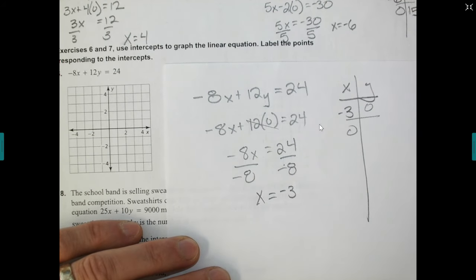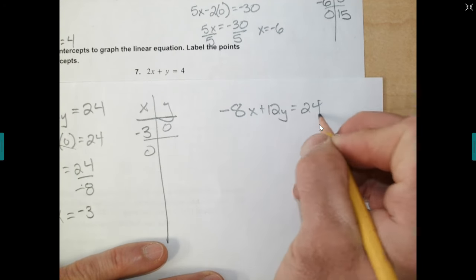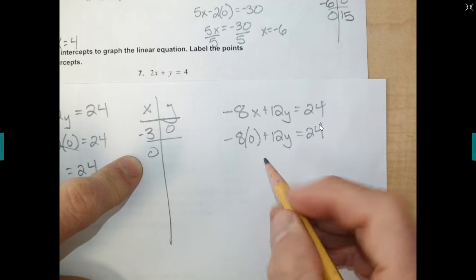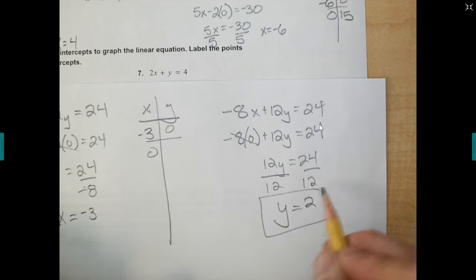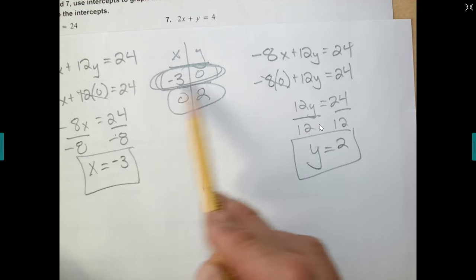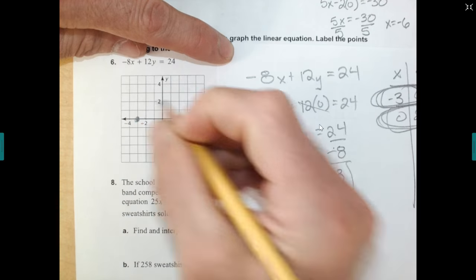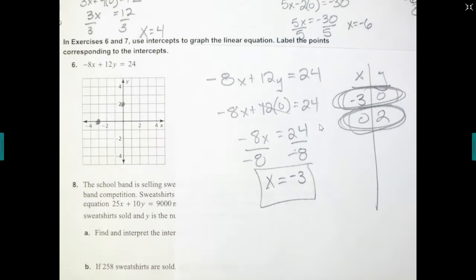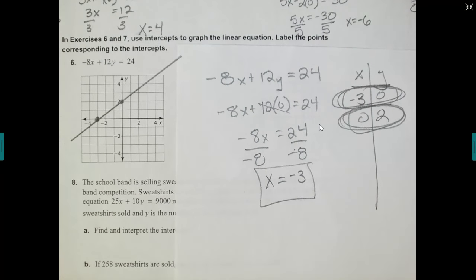So I have negative 3. And then let's do the same for my y value. So I have negative 8x plus 12y equals 24. I'm going to plug in 0 for my x value. Negative 8 times 0 plus 12y equals 24. 12y equals 24. Divide by 12. y equals 2. So what does that tell me? That tells me that my x-intercept is negative 3, 0, and my y-intercept is 0, 2. So let's plot those. Negative 3, 0, I have 1, 2, 3, negative 3, 0, and then 0, 2. So there is my line.